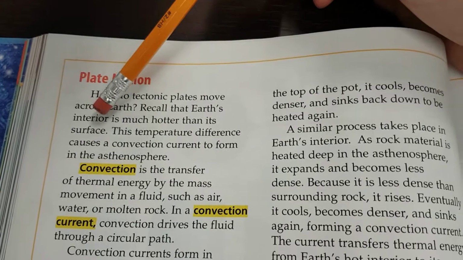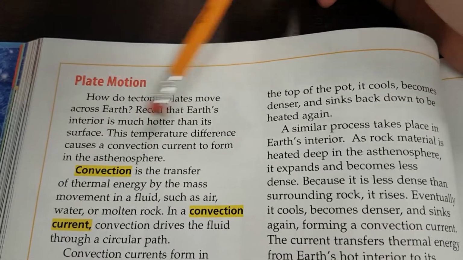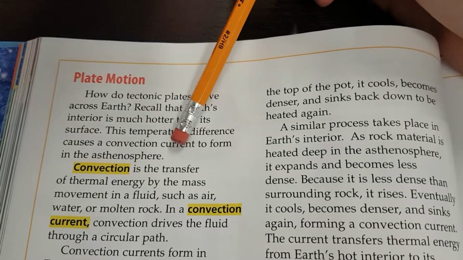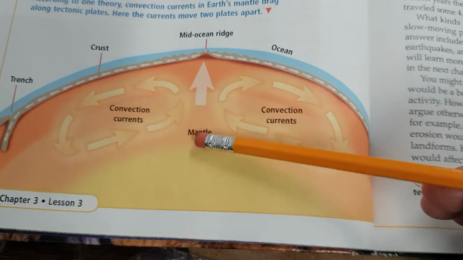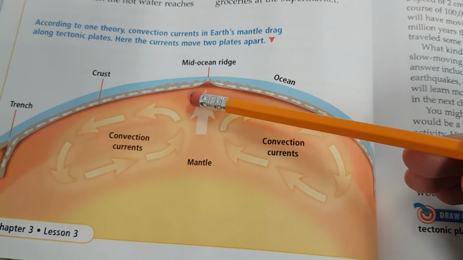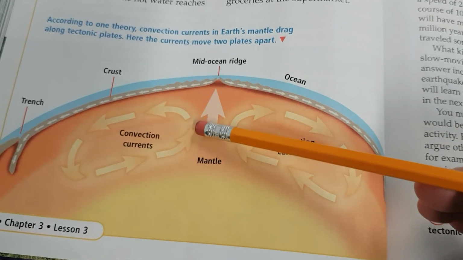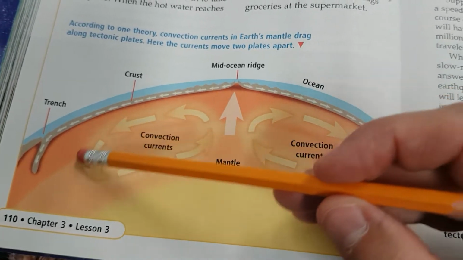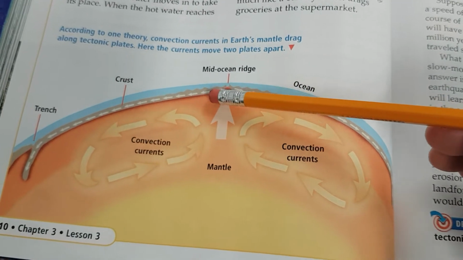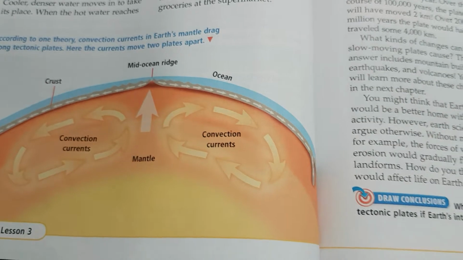Recall that Earth's interior is much hotter than its surface. This temperature difference causes a convection current to form in the asthenosphere. So the interior is hotter. That hotter material becomes less dense and rises. As it gets near the outer surface, it cools. Some of it turns into crust, while others of it create these convection currents. And that spinning also causes the crust to move in the same directions as the swirling mantle.